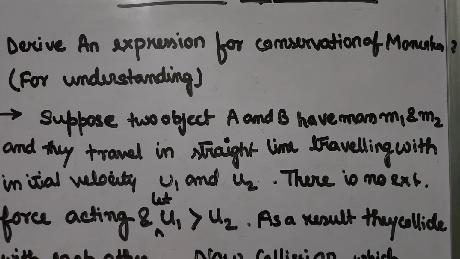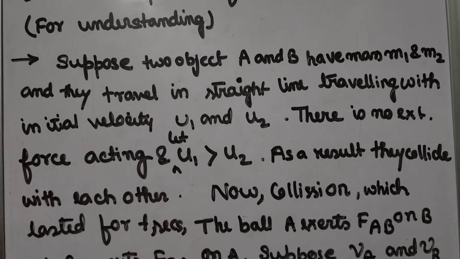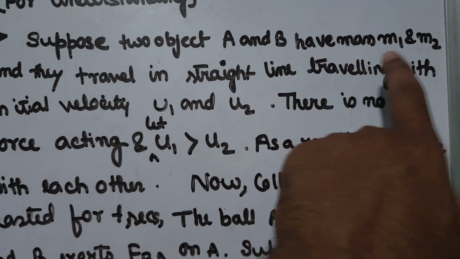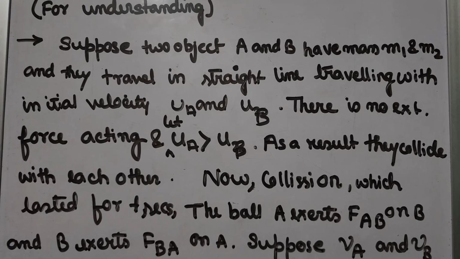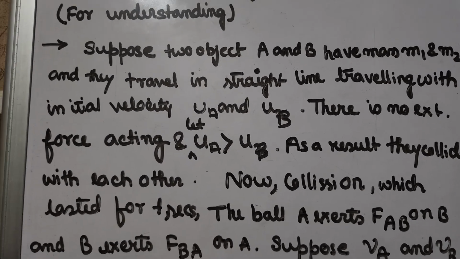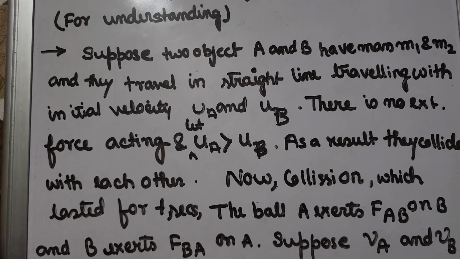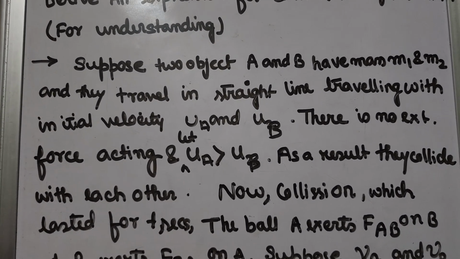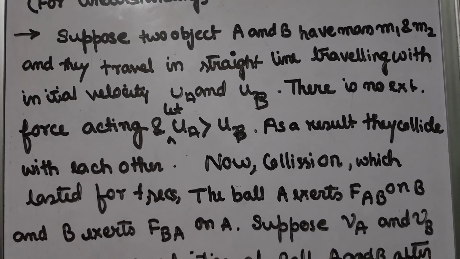Let us derive an expression for the conservation of momentum. For this, let us consider two objects A and B having masses m1 and m2, traveling in a straight line with initial velocities ua and ub. There is no external force acting on the two bodies. Let us consider ua to be greater than ub, that is, the initial velocity of object A is greater than that of object B. As a result, they collide with each other.